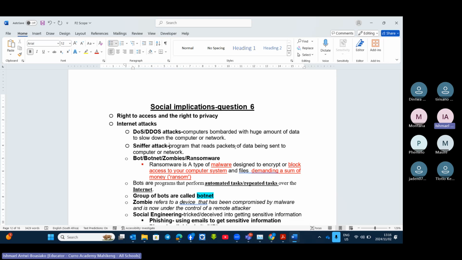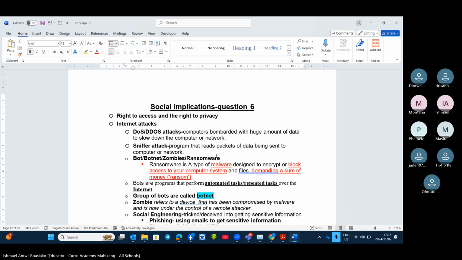Right, now we need to also know the difference between the bot, the botnet, and also ransomware as well as zombies. Sometimes we interchange the word zombies with bot, or we interchange zombies with maybe ransomware, so we need to know them.